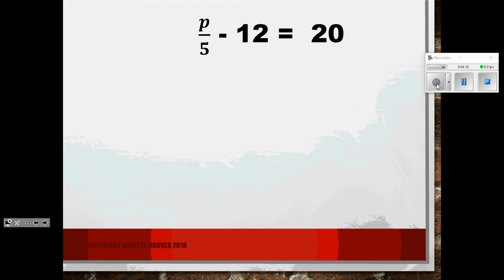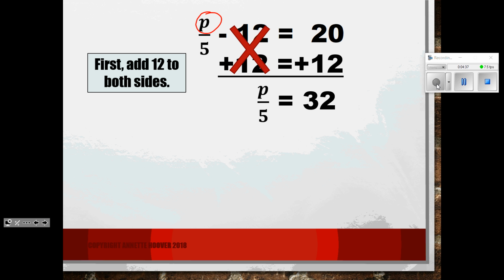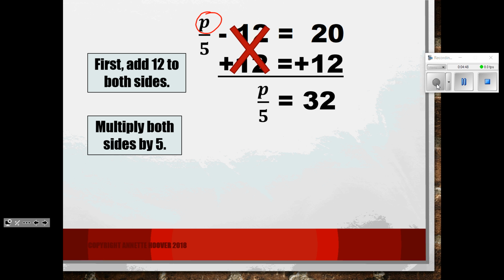This time, we locate the variable, and it is being divided by 5, and it is being subtracted by 12. But remember, we always want to move what's being added or subtracted first. And since it is a negative 12 or a minus 12, we're going to do a positive 12 on both sides of the equation. Negative 12 and positive 12 become 0. They're gone. And on the right side, you have 20 plus 12, which is 32. Now, we still have p being divided by 5, and the opposite of division is multiplication. So now we want to multiply both sides by 5.